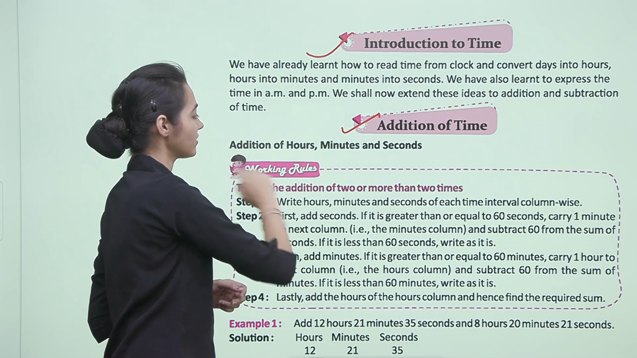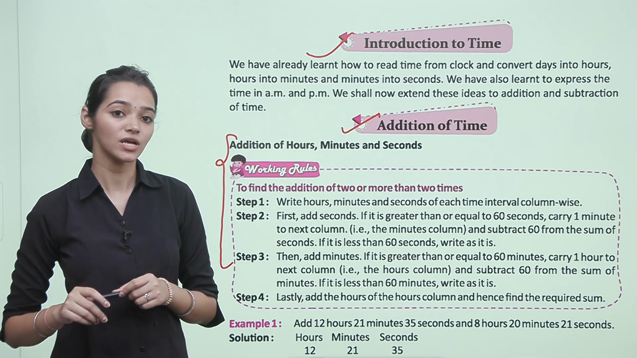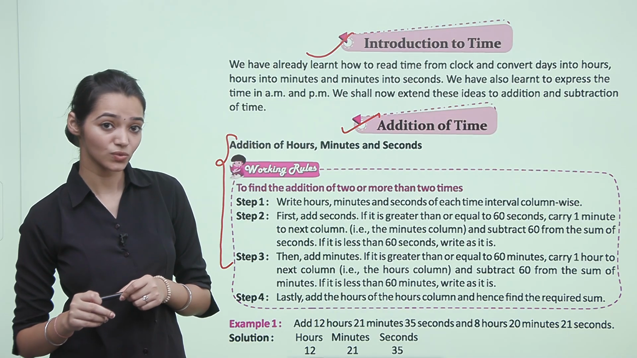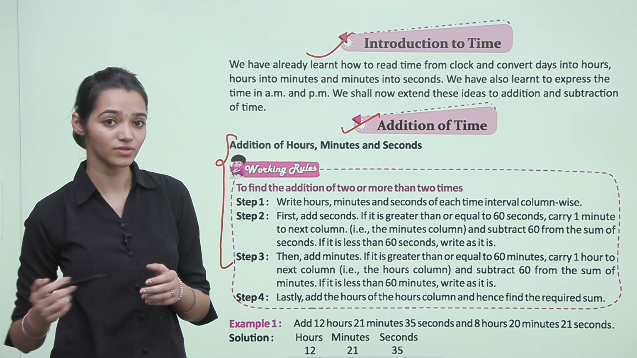Now let's look at the addition of time. Here is our addition of hours, minutes and seconds. The working rules are simple. To find the addition of two or more times, in step 1, we will write hours, minutes and seconds in each interval column wise.